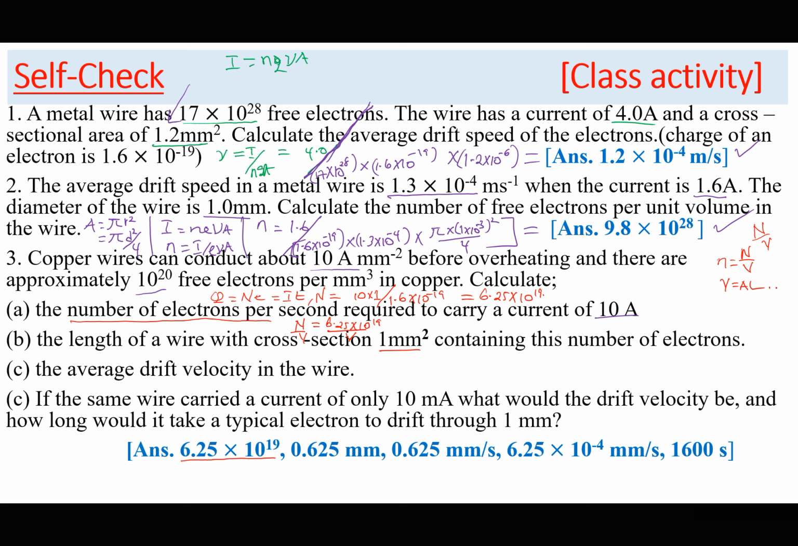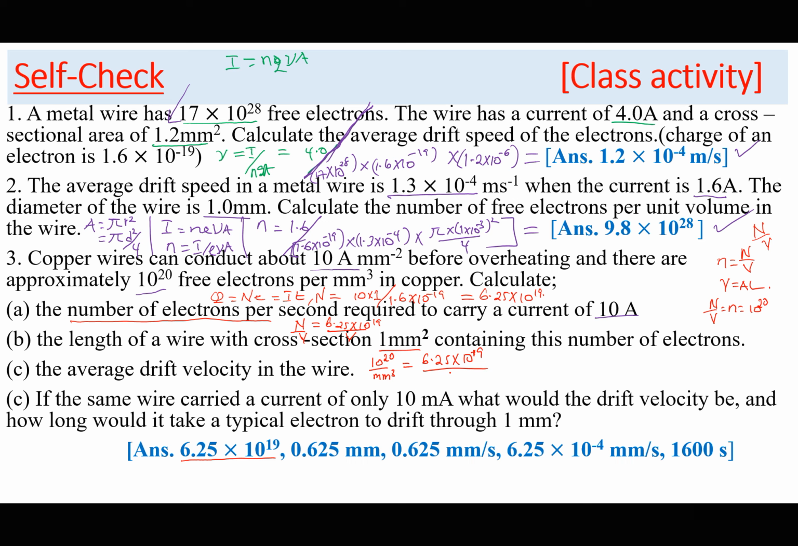So I'll not change the units because I know the answers are in millimeters. So I'll have that N over V is equal to small n, which is 10 to the power of 20 per millimeter cubed. This should be equal to 6.25 times 10 to the power of 19 divided by the volume, which is cross-sectional area times L, which is what we want to find.